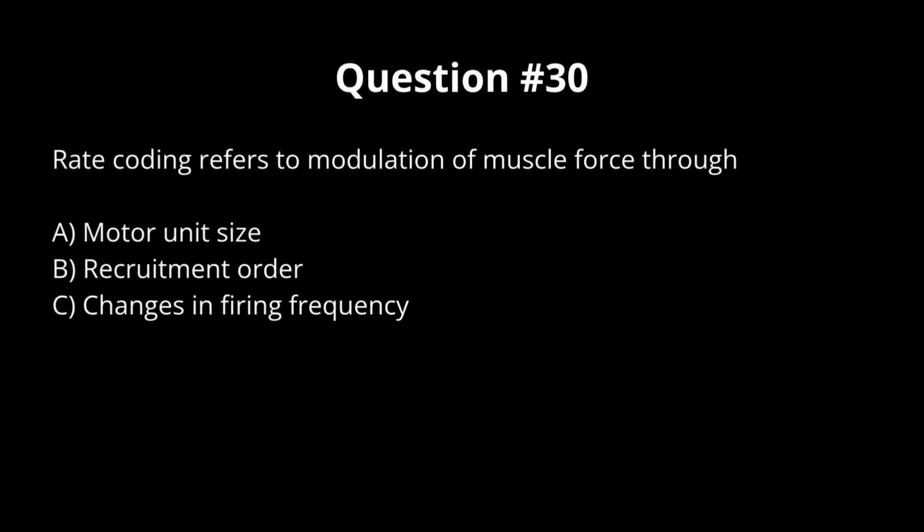Question number 30. Rate coding refers to modulation of muscle force through: A. Motor unit size, B. Recruitment order, C. Changes in firing frequency. The correct answer is C. Rate coding adjusts muscle force by varying how frequently a motor neuron sends action potentials.